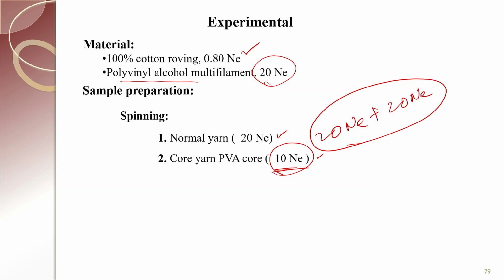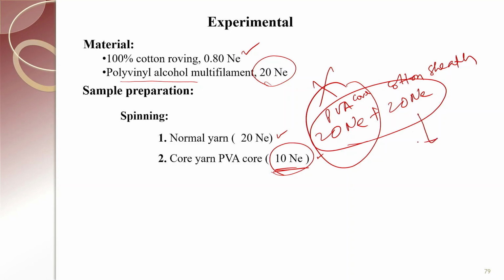But after washing, this is PVA and this is the cotton sheath, the PVA core. After washing, the PVA portion will be removed, only the cotton sheath portion will remain, the PVA will be washed away, and this sheath portion will result in a hollow yarn.